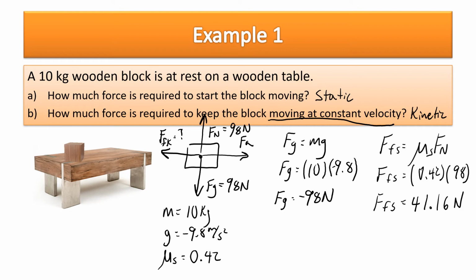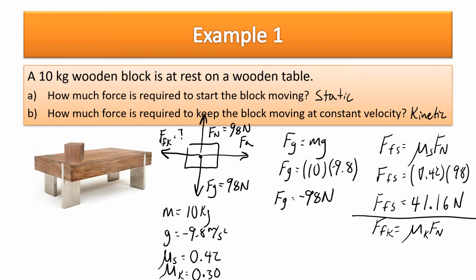So now we pull out another piece of information from our reference table. We need to know the kinetic coefficient of friction. And the kinetic coefficient between wood and wood is 0.30. This still holds true, so we can keep that there. We're just doing another friction formula, F_f equals mu F_n, but we're doing kinetic now. So the force of kinetic friction is equal to 0.30 times our normal force, which is still 98 newtons.